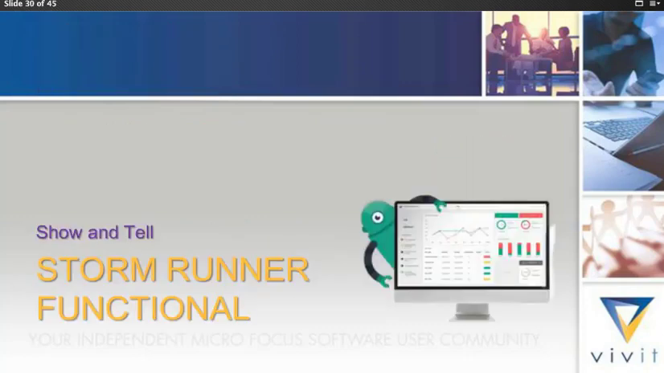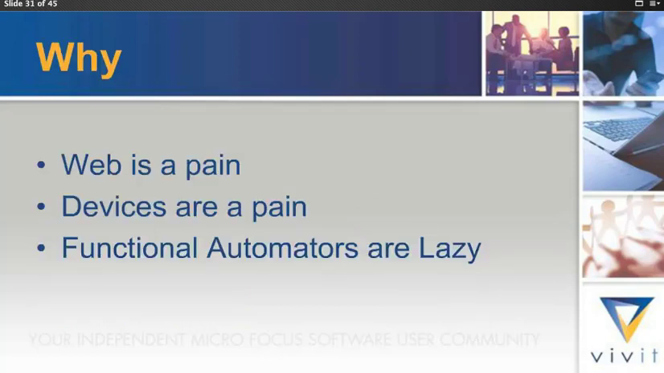So as Richard pointed out, I was an early adopter to StormRunner Functional through beta testing, going through different cycles, checking out new features as they come, waiting patiently for new features to try out. And I want to give everyone in the community a chance to check that out. So we're going to start with a couple of quick slides, and then we're going to get into the actual product itself. So why is something like StormRunner Functional enticing to me?